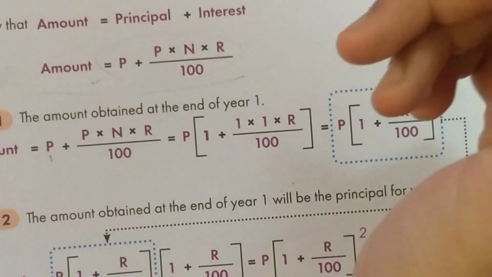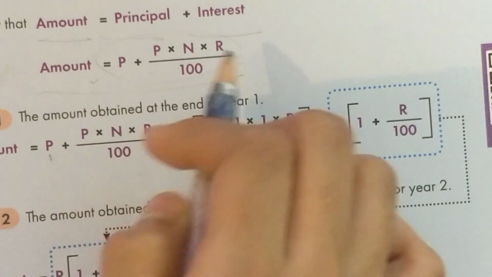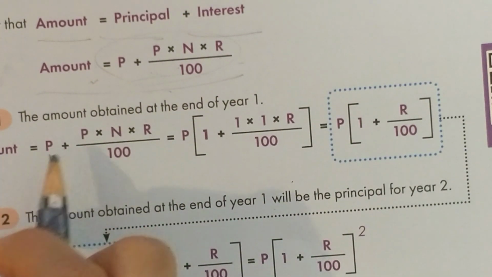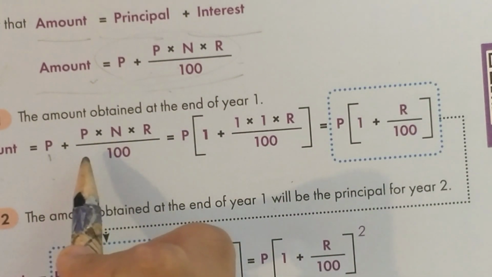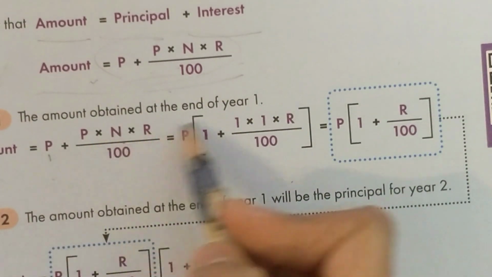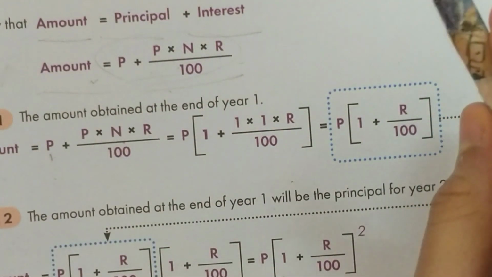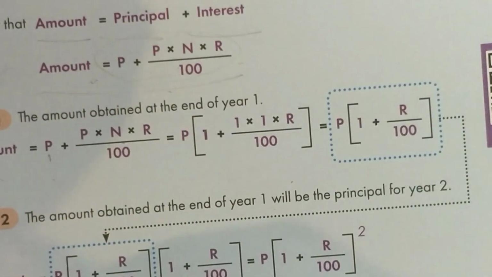Moving on to the next part, the amount you're going to put, the principal and the interest: it's PNR by 100. For the term, you have to put the principal into the number of years you're putting it in and the rate of interest, by 100. And this is the formula. Just pause the video, learn it, and see how it goes, so you'll understand it better.